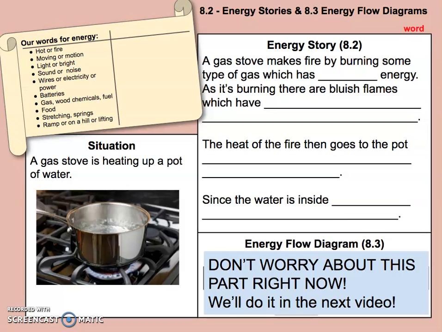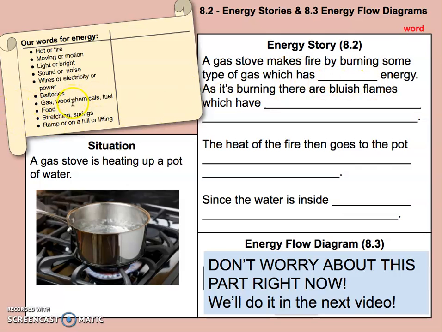So our energy story, I'm actually going to have you complete all of. Our situation is a gas stove heating up a pot of water. So here's our pot of water sitting on top of this gas stove with those blue flames. It says a gas stove makes fire by burning some type of gas which has blank energy. There's a couple of different words that you could use here from our list of words for energy. You might notice that one of the words for energy is actually gas. So if you wanted to call it gas energy, you could.